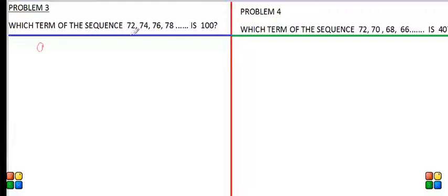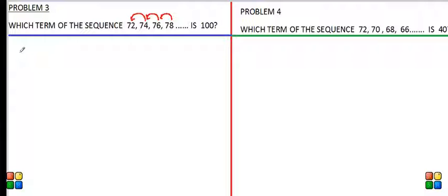So is this sequence an arithmetic progression or not? First we will see that. We know there is a common difference: 74 minus 72, 76 minus 74, and so on. When there is a common difference, the sequence is known as an arithmetic progression. So we know that it is an arithmetic progression.